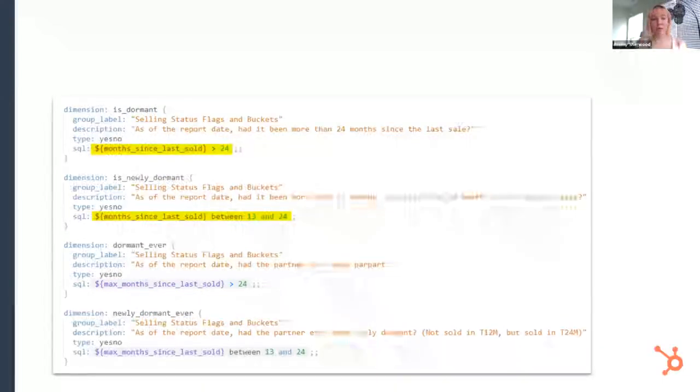So this is some of the LookML that feeds this reporting. And it shows some of the other adjacent questions that we were able to answer by giving those months since last sold directly to the business user, to our business analyst. So in this case, we could say something like a dormancy. Like, okay, if they haven't sold in 2 years, let's call them dormant. If they have sold in the past 2 years, but not the last year, let's call them newly dormant.